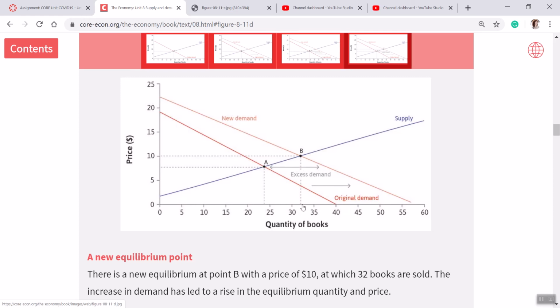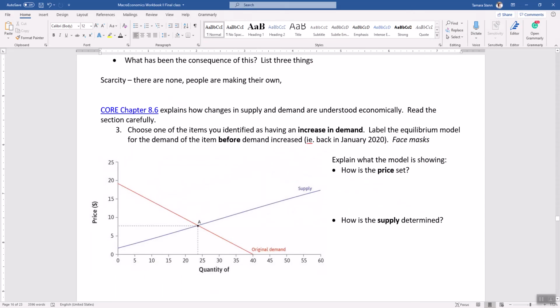More sellers have come on board. At the same time, we have more demand, so the market's able to sustain that price, okay, and 32 books could now be sold. Good?